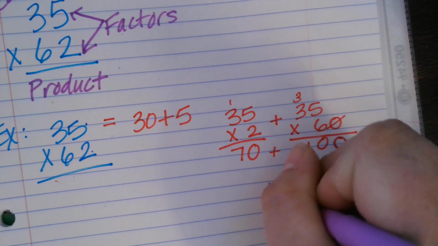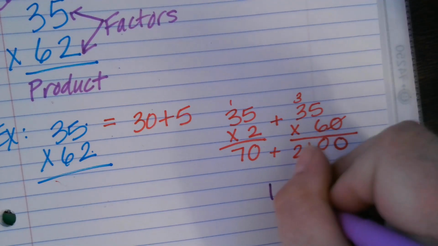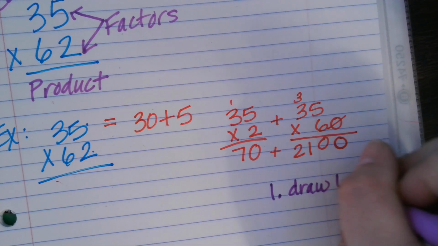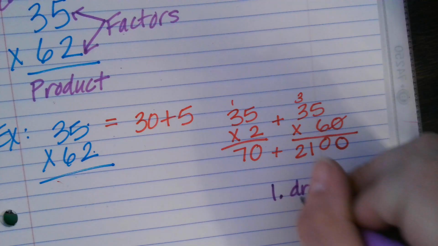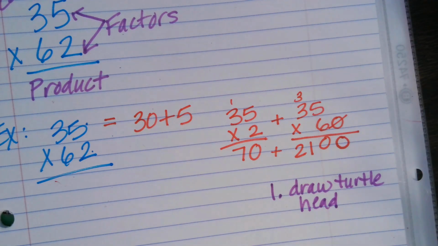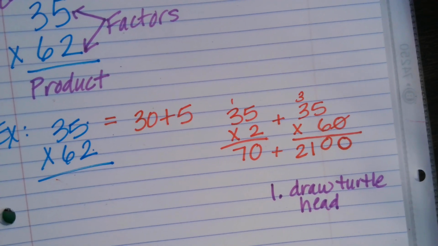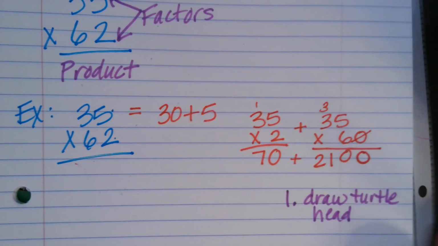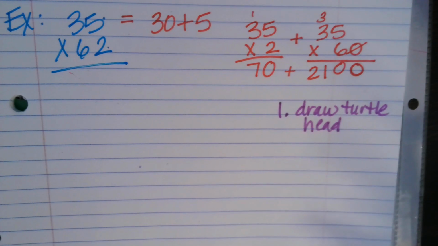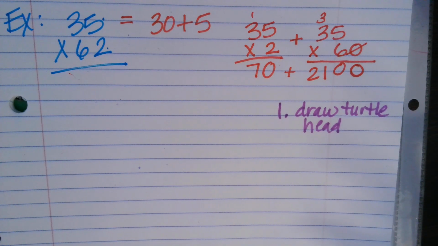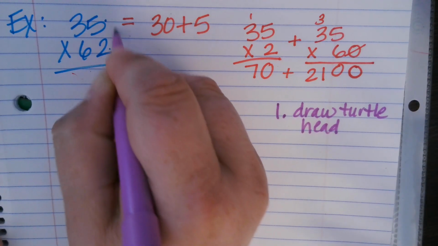So, for Turtlehead method, we're going to go step 1, and we're going to draw the turtle head. Okay, so go ahead and write that down, please, as step number 1. Draw a turtle head. Now, we are only going to draw this turtle head around the 2 and the 35. Okay, so we're only going to draw it around the numbers we are multiplying first. I'm going to go ahead and do that.